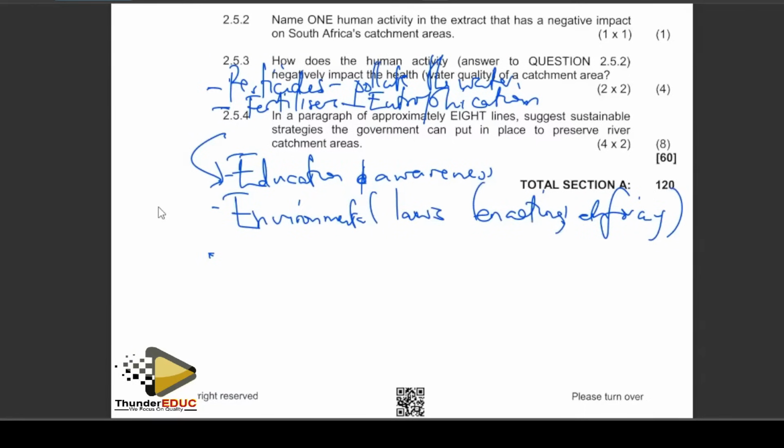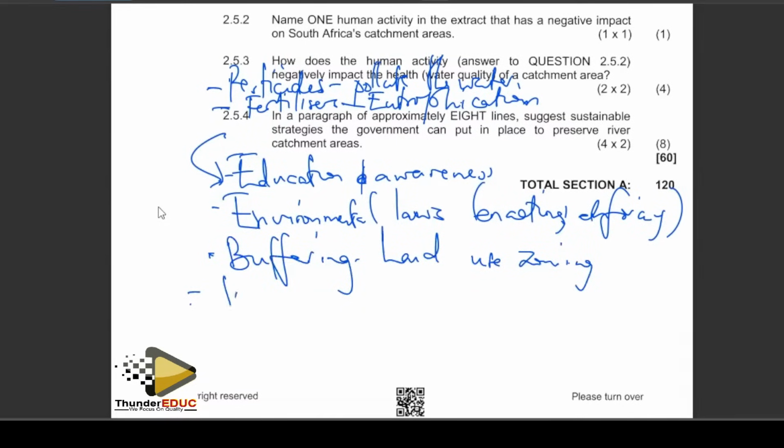Or we can also talk of buffering. Another important element: we buffer or use land use zoning to avoid the influence of human activities on the catchment areas. We buffer those areas, we fence them off to avoid people accessing them so that they do not cause negative implications on the catchment areas and on the rivers.